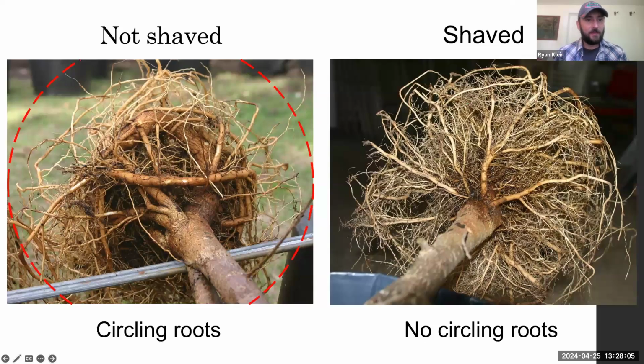So here you've got an image of a shaved and not shaved root ball, and you can just see that the not shaved root ball is kind of a mess. It's all knotted up in there, kind of circling around, crossing over. With the shaved one, you get a lot more roots growing outward that are going to get into the surrounding landscape and help stabilize that tree and establish it quicker.